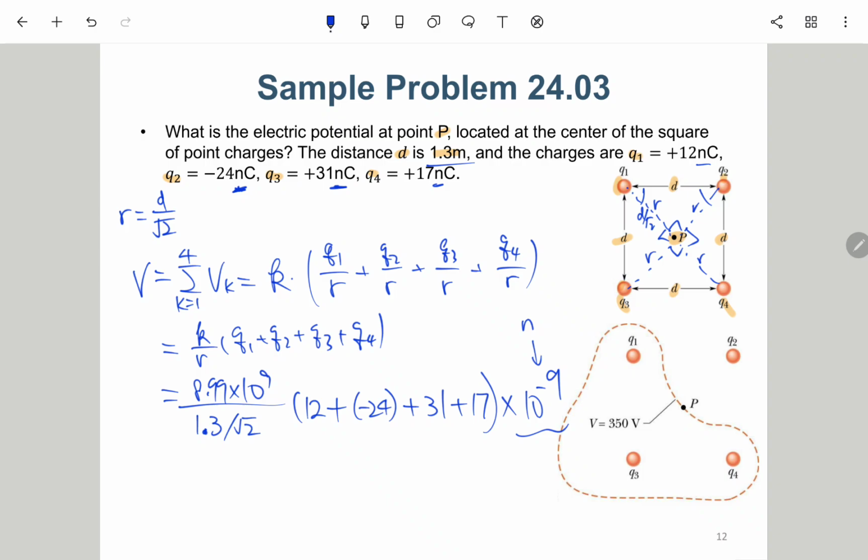As I have mentioned before, during the quiz or exam, you need to memorize the scientific prefixes by yourself. Even though you ask, I will not answer. You can ask for the meaning of other words, but you cannot ask what is nano, what is pico, something like that. So actually this is nothing but 350 volts.